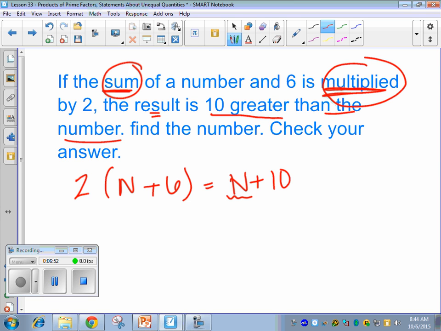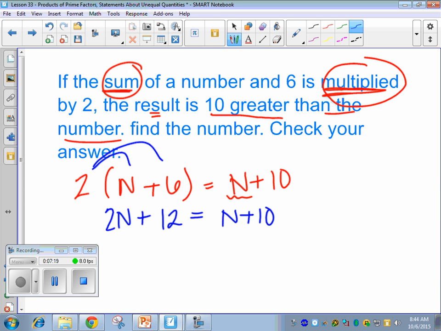So what do I have to do when I'm solving this to start? Monica? Yeah, I got to distribute that too, because remember when we wrote those, our newest set of instructions for solving said I always have to get rid of the parentheses first. So I'm going to distribute out the 2. So I'm going to get 2n, and 2 times 6 is plus 12 equals n plus 10.